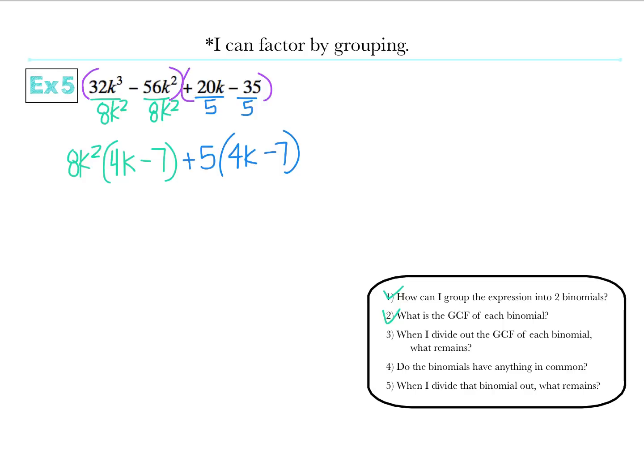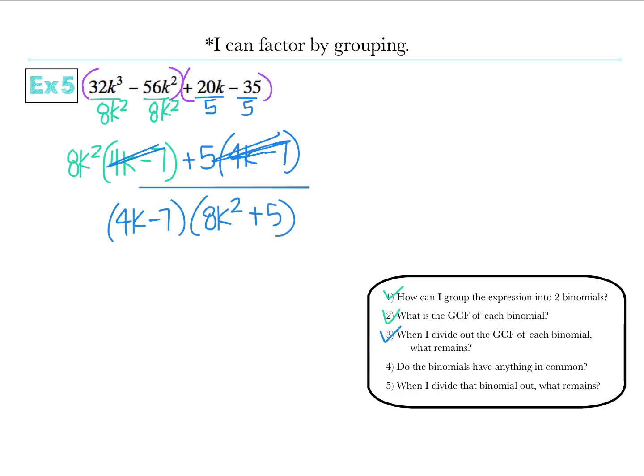And so do they share something? They do, which is what I want. They share a 4k minus 7. And so when I take that out, what's left is 8k squared plus 5. And so that is my factored form of example 5.